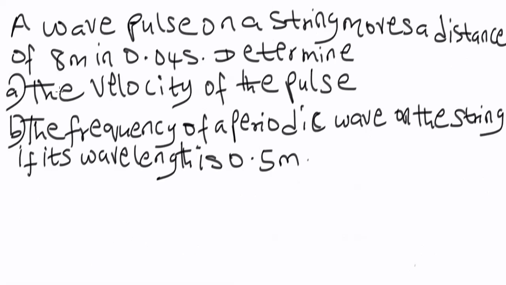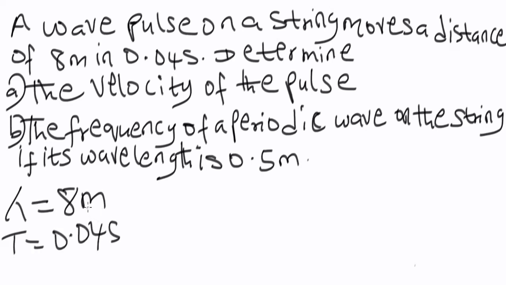Okay, so let's look at this question. It says a wave pulse on a string moves a distance of 8 meters in 0.04 seconds. A, determine the velocity of the pulse. B, the frequency of a periodic wave on the string if its wavelength is 0.5 meters. So let's begin with part A. Let's get the parameters, very important. We have in the question the distance, 8 meters, and the time period to be 0.04 seconds. We're asked to find the velocity; v is unknown.